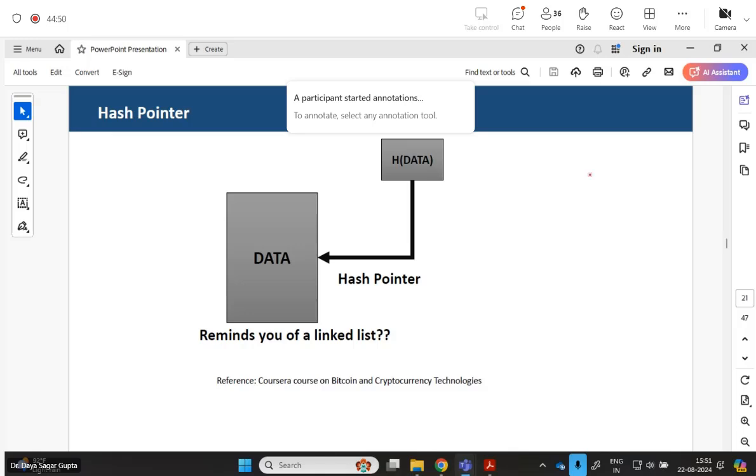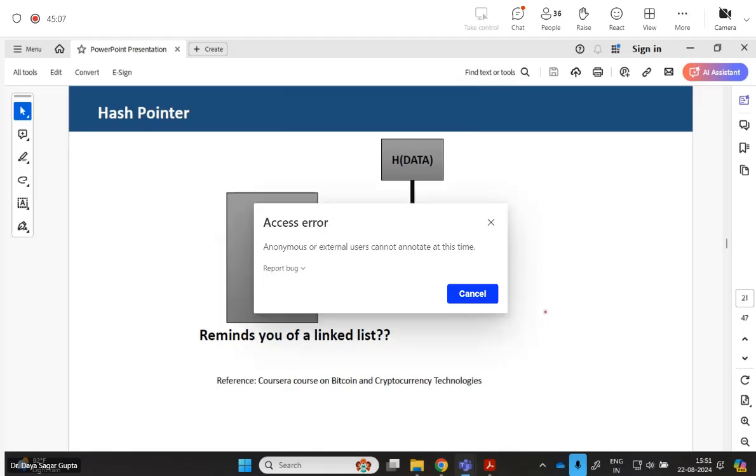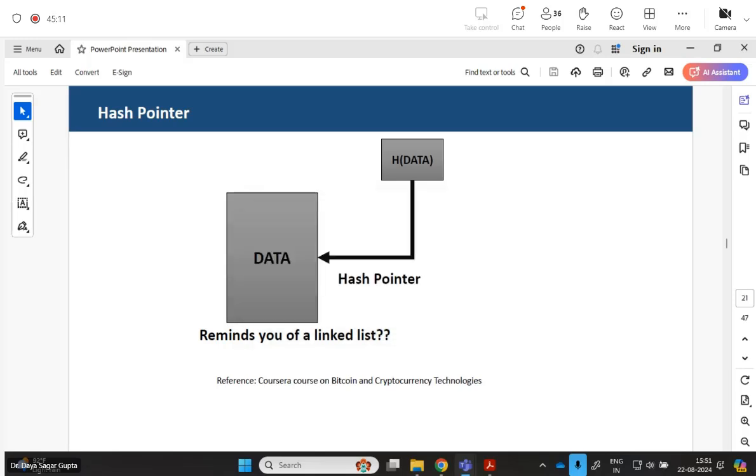Why have I stored it here? Because if somebody is going to change this message, I can easily verify. How can I verify actually? If somebody changes this message from M to M dash, I am going to compute HM dash, and clearly this HM dash will be different from the stored HM.